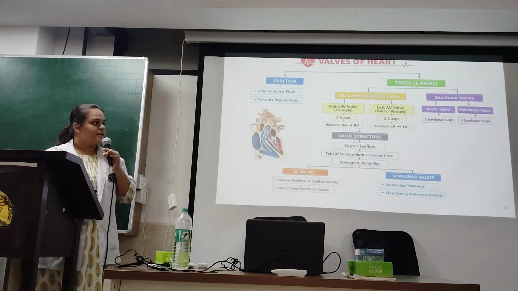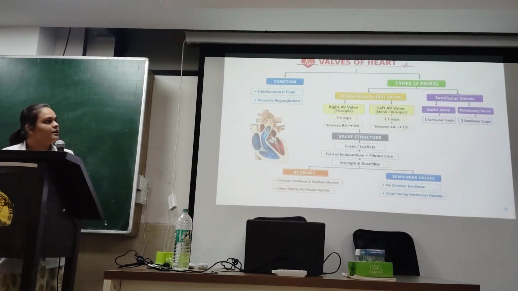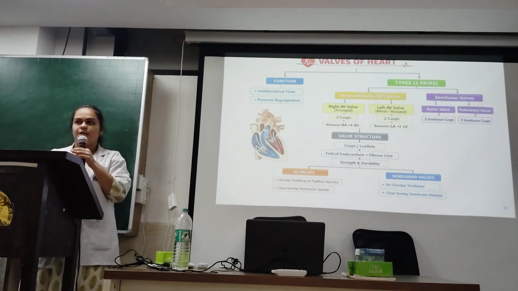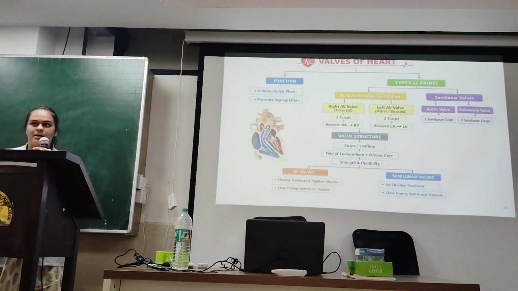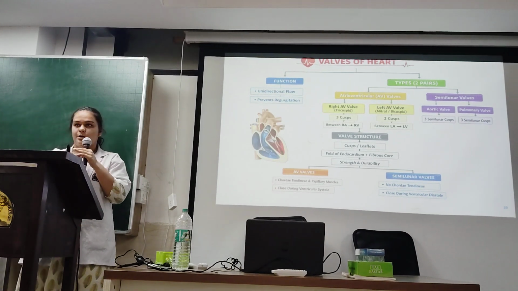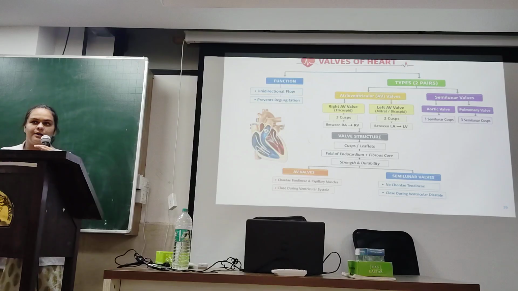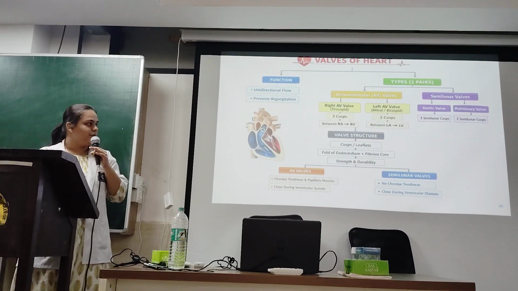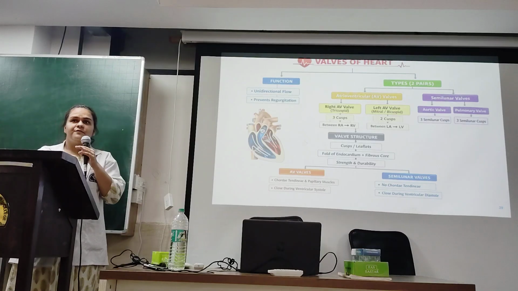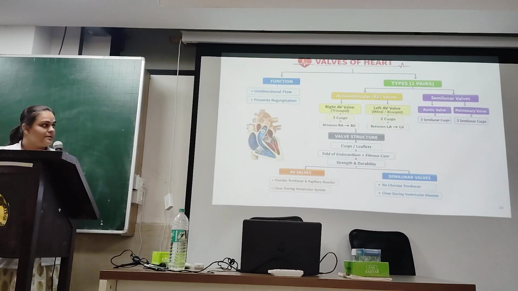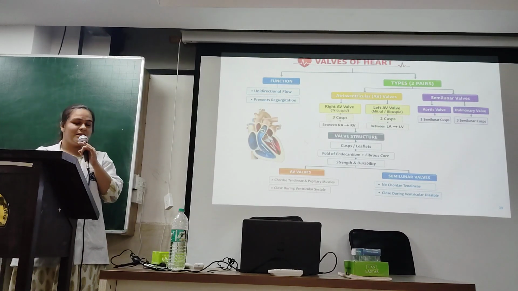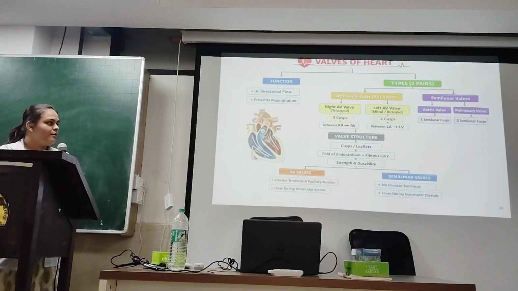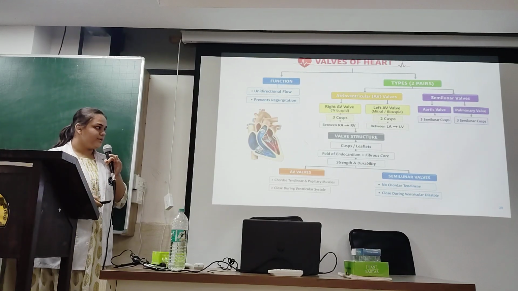The semilunar valves are of two types, the aortic valve and the pulmonary valve. The aortic valve is between the left ventricle and the great vessel, that is the aorta, and the pulmonary valve is between the right ventricle and the great vessel, that is the pulmonary artery. All these valves are made up of cusps, except the bicuspid valve. All of them have three cusps. The cusps are made up of endocardium and a fibrous core.